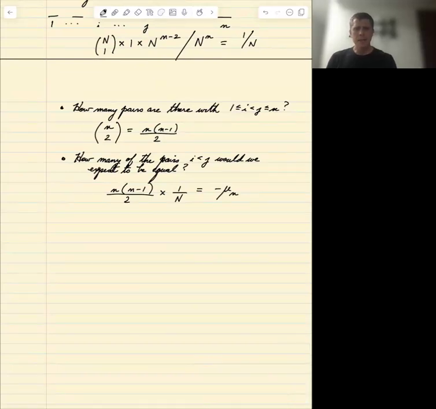So that's an example. That's a generalization of the birthday problem. And now we're going to talk next about inclusion exclusion, the generalized inclusion exclusion formula.